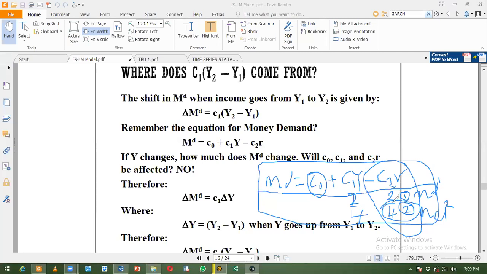What I'm trying to say, let's talk about elasticity of demand. I think we are more familiar with that. With elasticity of demand, when we say that demand is more elastic, what does it mean?